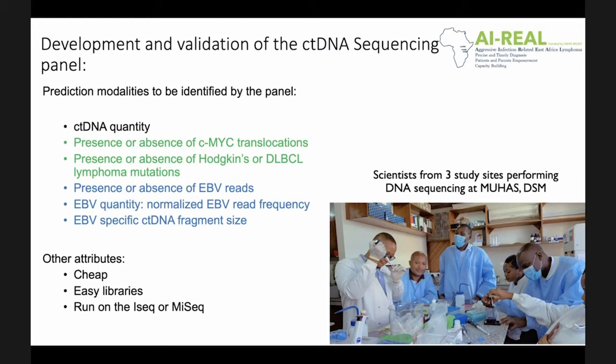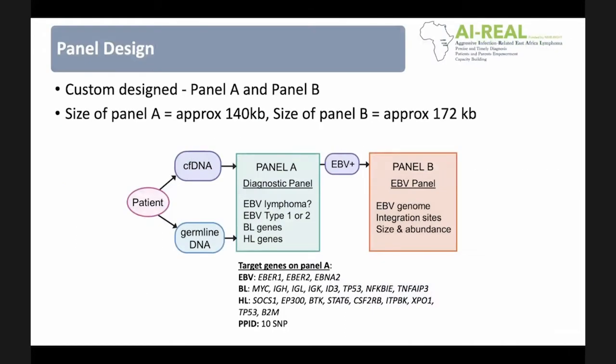You can see that we have involved the scientists from the 3 different study sites, and they have started to perform sequencing at Muhas and Dar es Salaam. The panel design is actually 2 panels, panel A, panel B. The panel A, I've just explained to you. Panel B is the panel that will look at sequencing the entire EBV genome in all the positive cases.